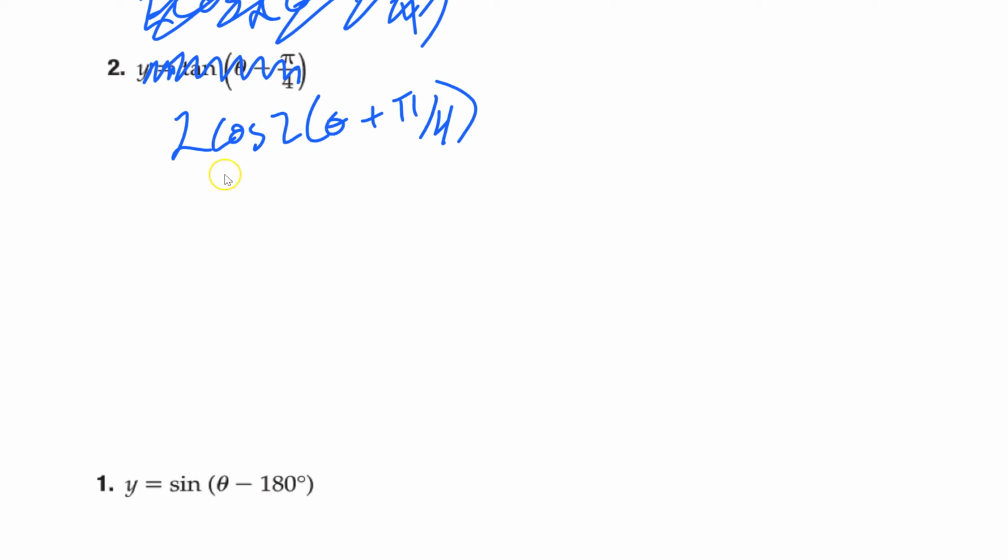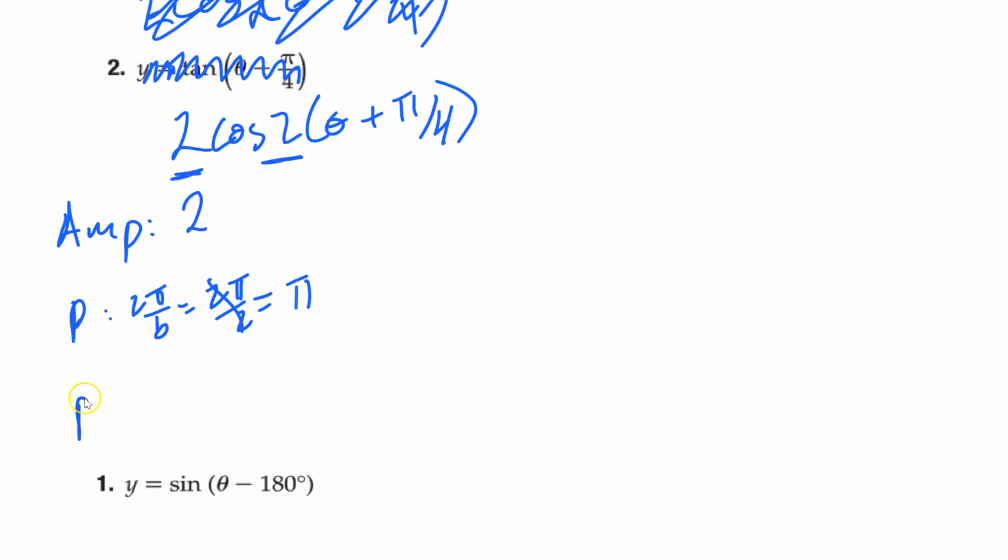So in this case, let's draw this one, right? I'm going to find my amp, which is 2, and we're on the outside. I need to find my period. There's my b, so 2 pi over b, so 2 pi over 2, so just pi. My phase shift, inside opposite, so this is going to be negative pi over 4. So I'm going to start at negative pi over 4.